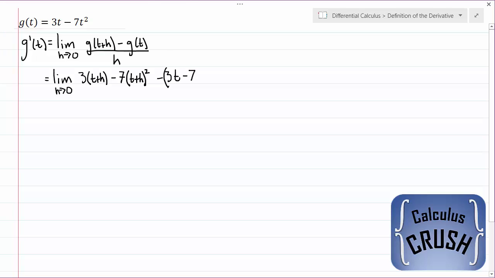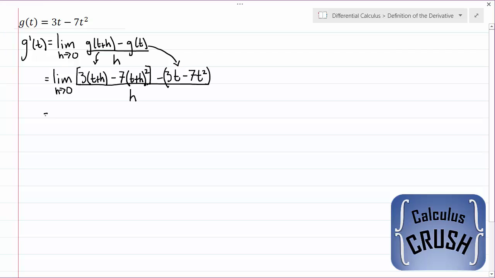Minus 7t squared. And this whole thing is divided by h. Okay? I'm just going to put some big brackets around this first part here. It's not necessary, but I just want to show that this first part is g of t plus h. And this second part here is g of t.